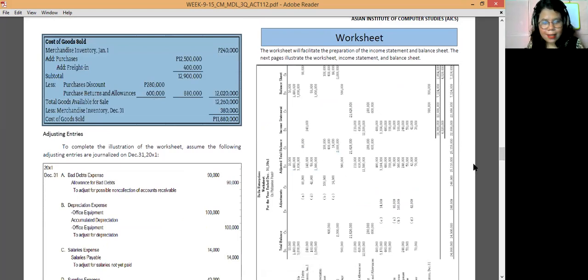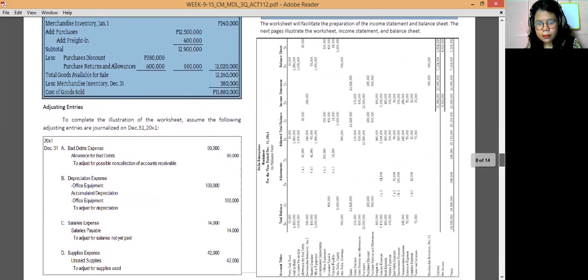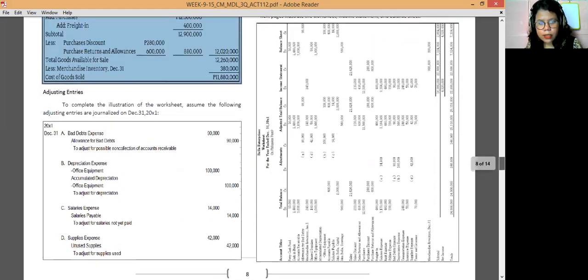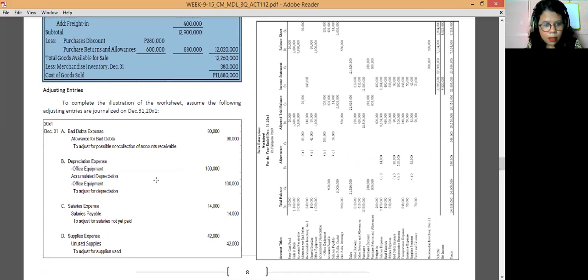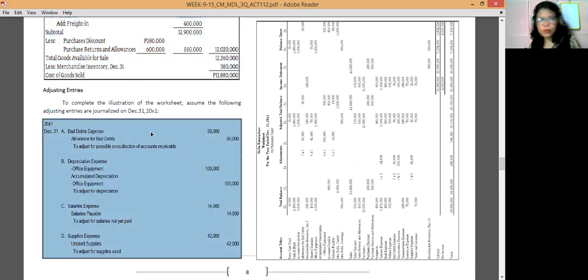Okay? So, adjusting entries. So, dito na tayo sa adjusting entries. To complete the illustration of the worksheet, assume the following adjusting entries are journalized on December 31, 20x1. So, bad debts expense, 90,000. Allowance for bad debts is 90,000. To adjust for possible non-collection of accounts receivable.